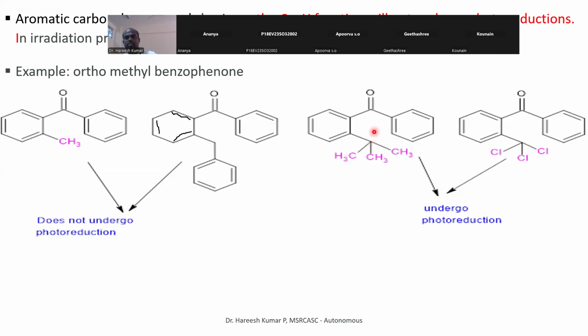Here you can observe that there is no hydrogen at the ortho position. Here also there is no hydrogen at the alpha position. These kinds of molecules undergo photoreduction. What is photoreduction? The reduction of a carbonyl compound, converted into an alcohol or other products.